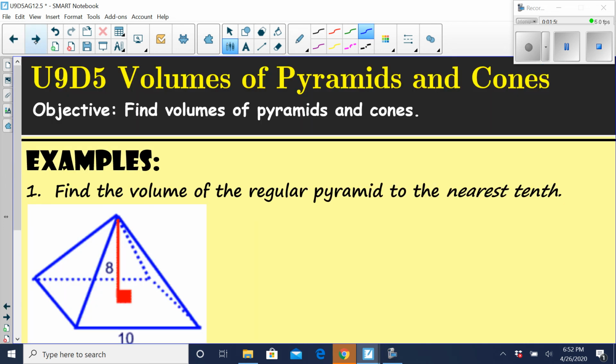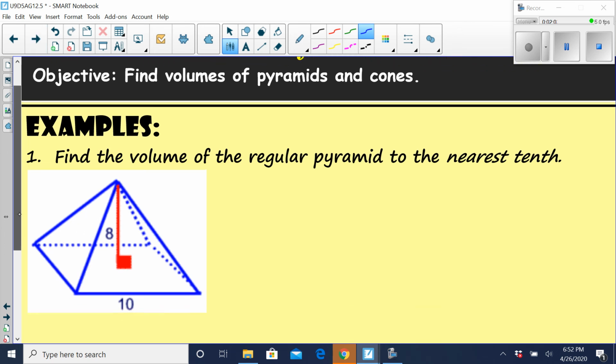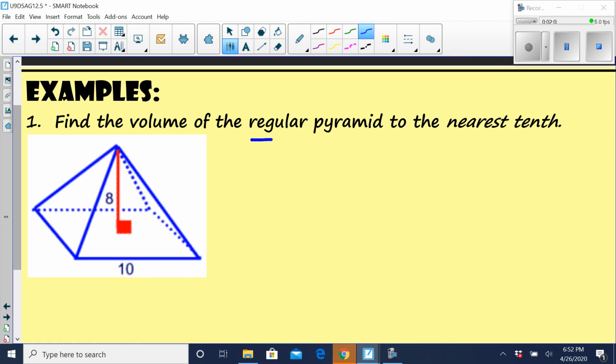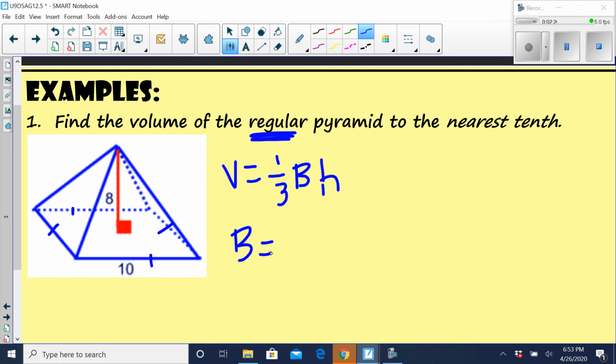Okay, so walking through a few examples, this first one right here says, find the volume of the regular pyramid to the nearest tenth. Now, it does tell me that it's regular. Regular, once again, means that all of these sides will be the same on the base. Okay, so when I calculate the volume, we said 1/3 area of the base times the height. Okay, so I still want to see that area of the base that you're calculating this week. Since they told me it's regular and it's really a square there, I'm just going to take 10 times 10 and say the base is 100 units squared.